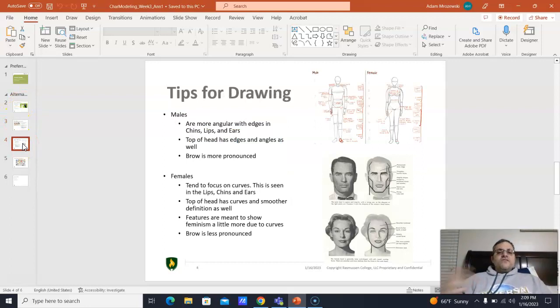That really works well. Now, tips for drawing, especially for facial features: if you're going more male, use more angular features, especially in the ears, the chins, the lips. That would be really great. The top of the head has edges and angles as well, and the brow is a little bit more pronounced, unlike females, who have a more rounded shape in the lips, chins, and curves. Overall, the definition is curved as well on top of the head. Features are meant to show femininity a little bit more through curves, and the brow is less pronounced. That's something you have to keep in mind compared to male characters.